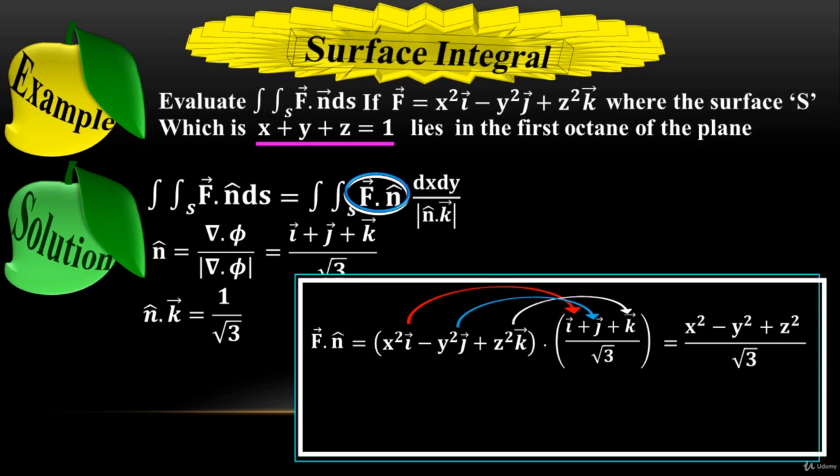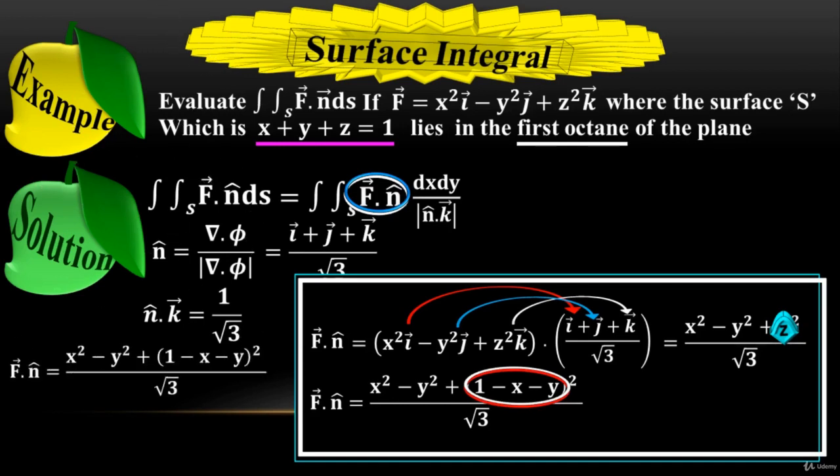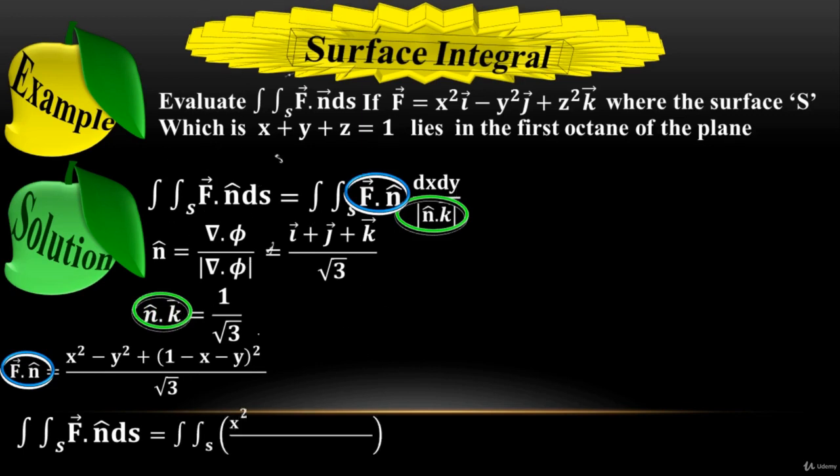Since the body lies in the first octant, which is in the xy plane, can I write this equation z equals 1 minus x minus y? Just put z equals 1 minus x minus y, because I need everything in x and y. I have nothing to do with z. And this is the final value of the dot product of vector f and n cap, which is (x squared minus y squared plus (1 minus x minus y) whole squared) over the square root of 3. So according to the surface integral formula, we have achieved the value of the dot product of vector f and n cap, which is here, and also the dot product of n cap and k, which is here. Simply substitute these values here and cancel the square root of 3 with the square root of 3.